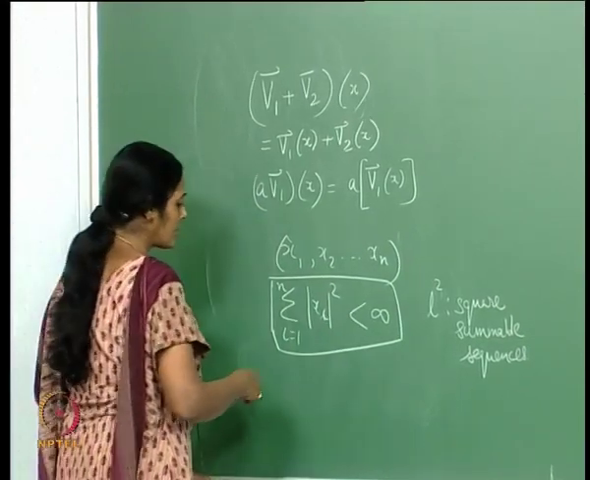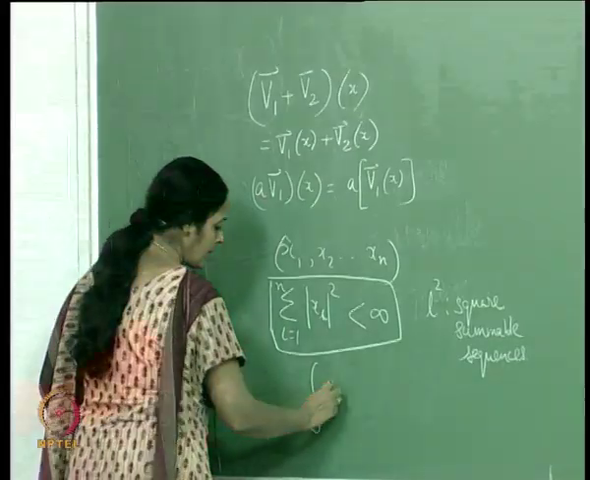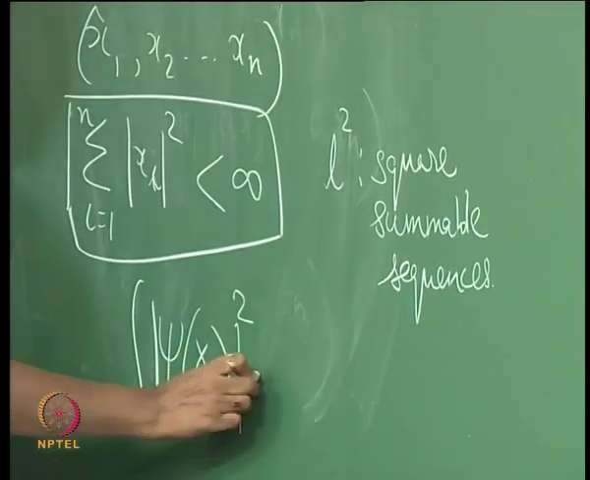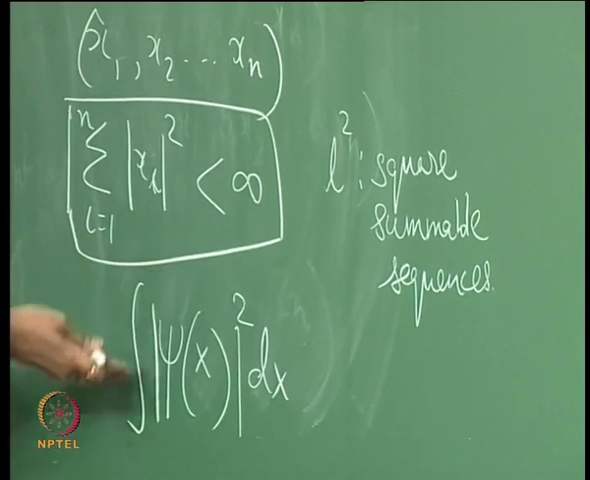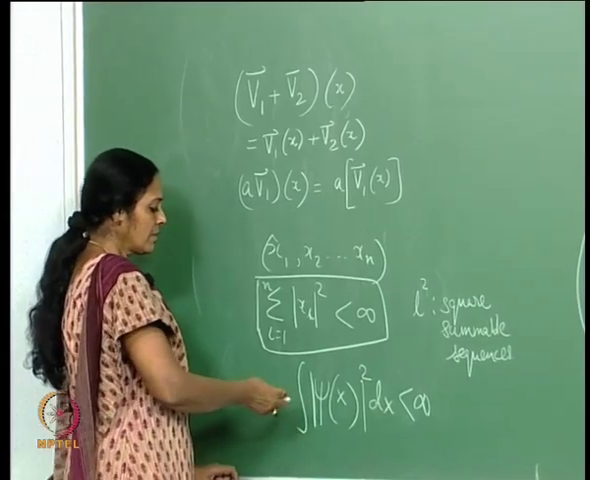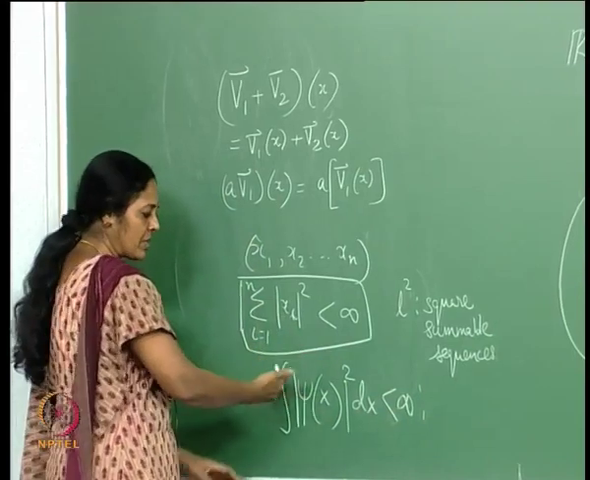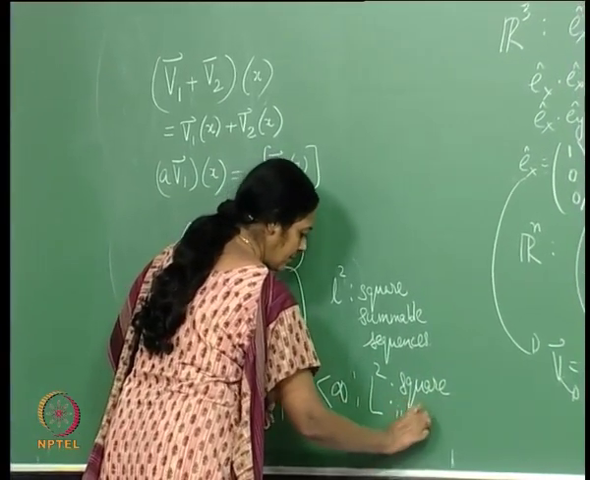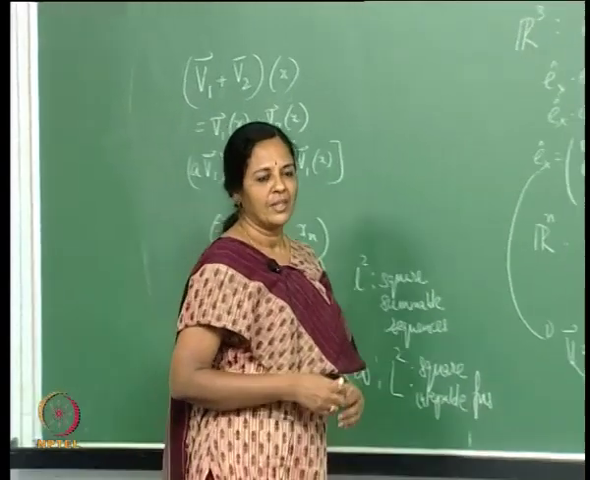Similarly, when it comes to function spaces, suppose these are functions of x that I am considering. Suppose psi of x is a function of x, and in general psi of x is complex, then the integral of mod psi of x the whole square dx over the range in which x is defined, this could be minus infinity to infinity or any a to b, is less than infinity. A function space where this holds is called L2, the space of square integrable functions. And these two become very important in quantum mechanics.